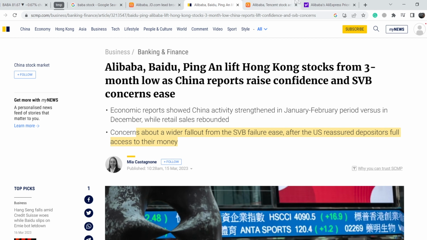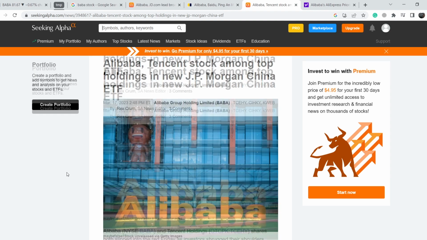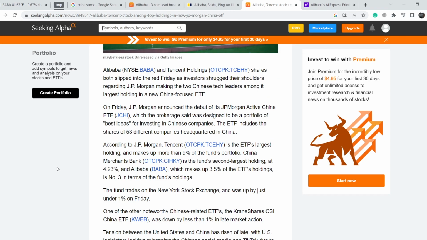So let me show you another article that was published on March 17th, and it's titled Alibaba, Tencent stock among top holdings in new JP Morgan China ETF. And you probably know that JP Morgan announced that they just founded another ETF that will be focused on Chinese stocks, and the three biggest holdings of this ETF are the following.